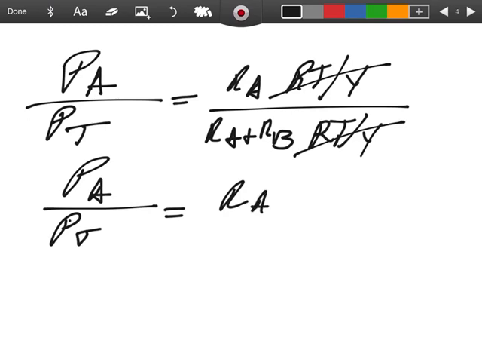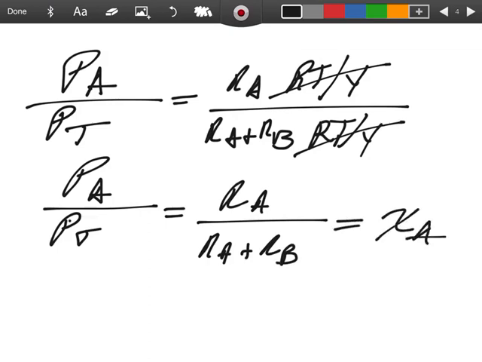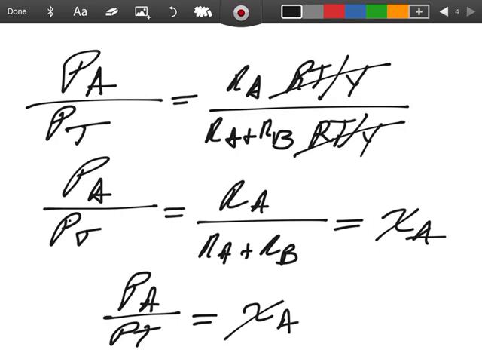So I only need the number of moles of A and the total number of moles in the system, which in this case is the number of moles of A and B. And this is going to be called by a new name: the mole fraction of A. So clearing this equation a little bit, PA over PT is going to be the same as the mole fraction of A.